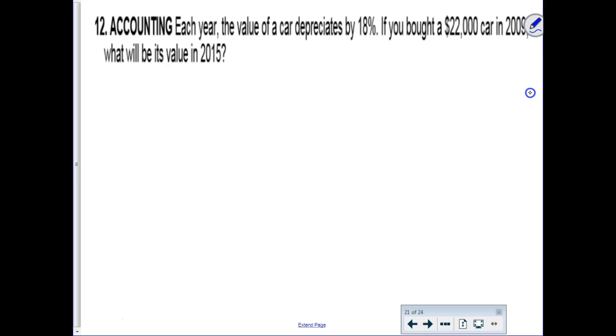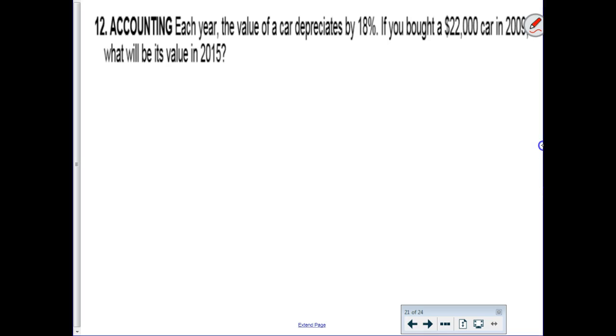There's also a question coming up, we're going to see it in a minute, about exponential growth and decay and what that looks like. All right, so each year a car's value depreciates 18%. If you bought a car in 2009 for $22,000, what's the value in 2015?